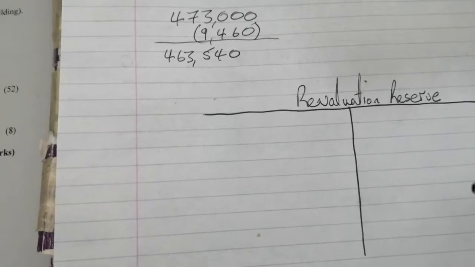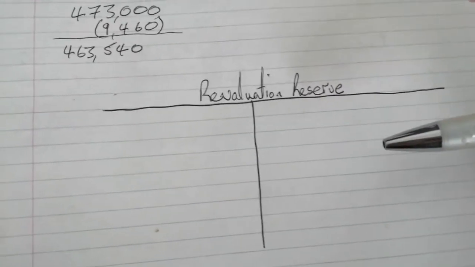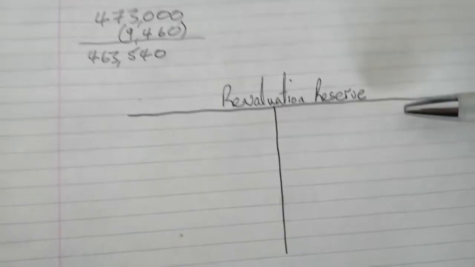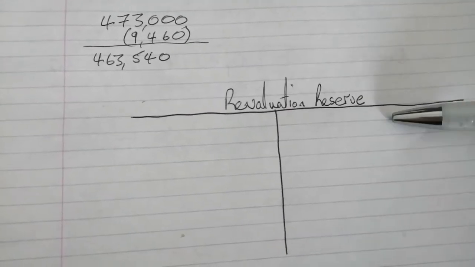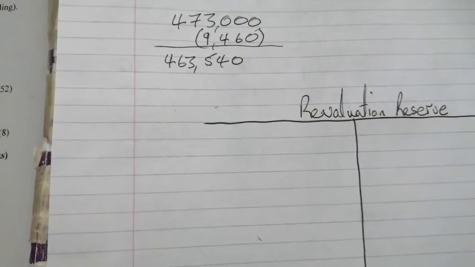Okay, so the revaluation reserve account acts like a liability account in that when it's increasing, you put items on the credit side. When it's decreasing, you put items on the debit side.